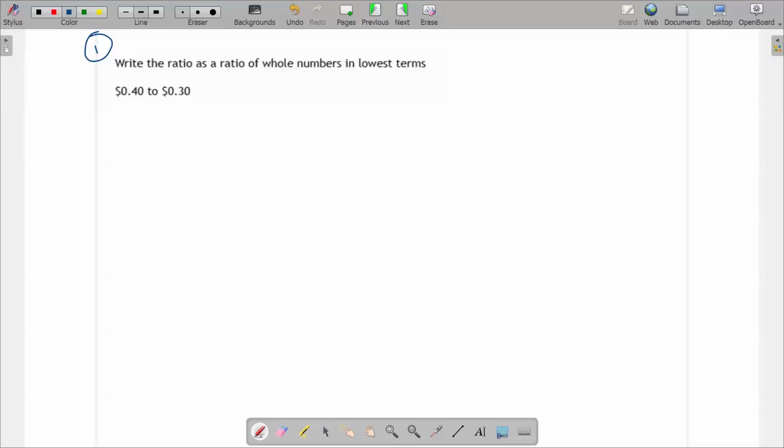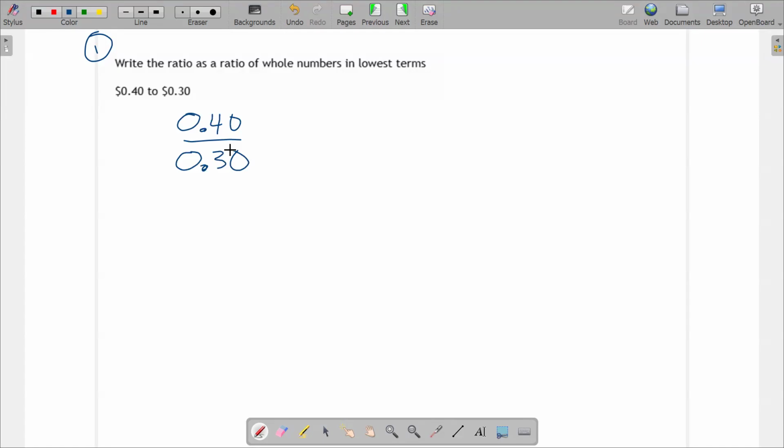So here we have some sample problems to look at. First one just says, write this as a ratio of whole numbers in lowest terms. So first step, we don't need the dollar sign, so we're just going to put 0.40 over 0.30, and then we'll try to clean it up a little bit.